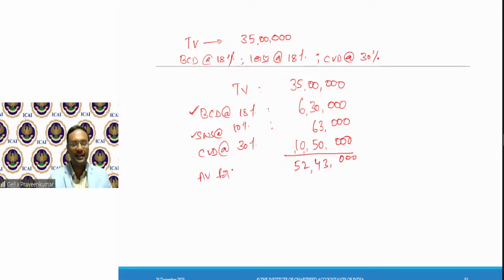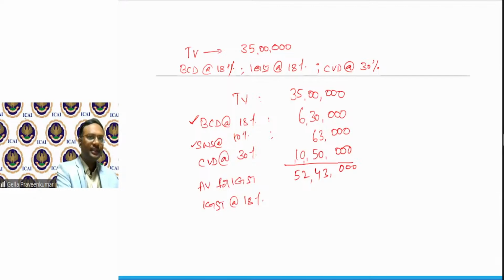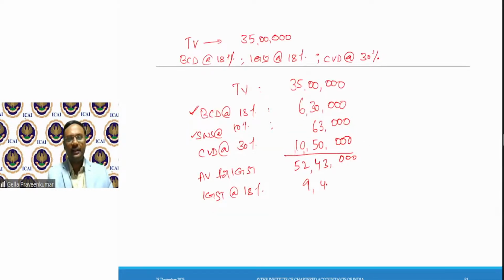This is the assessable value for IGST. On this, my IGST at the rate of 18%. 52 lakh 43,000 into 18% is 9,43,740.